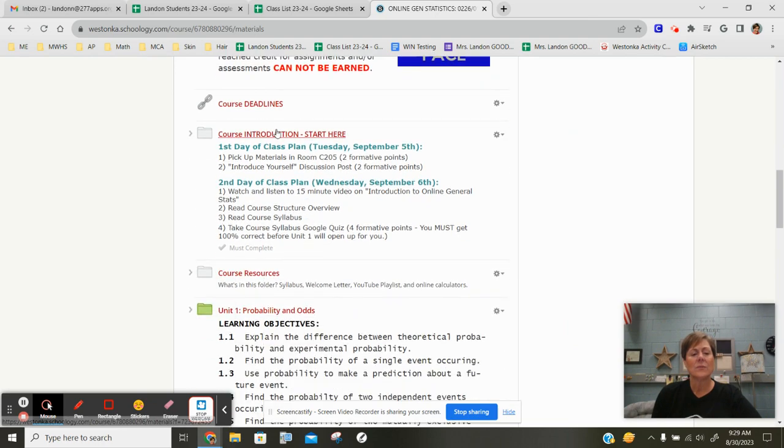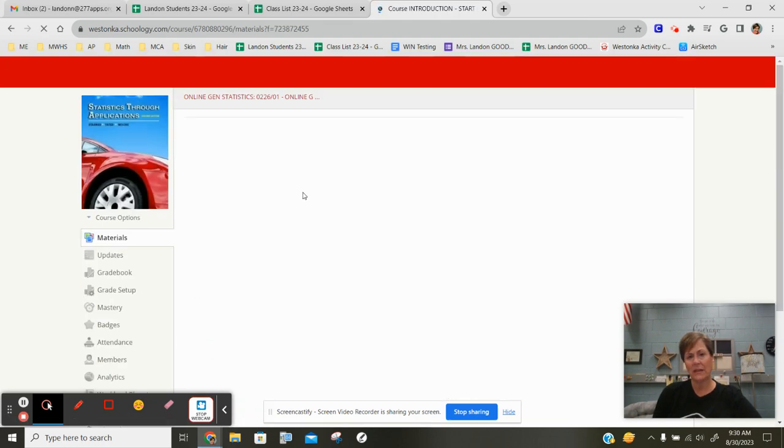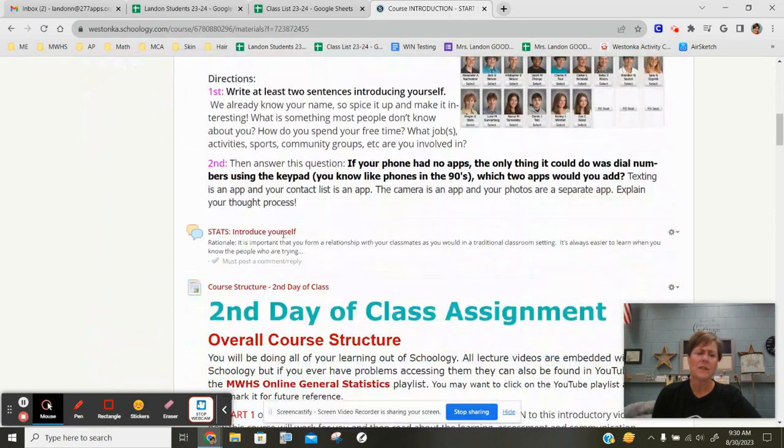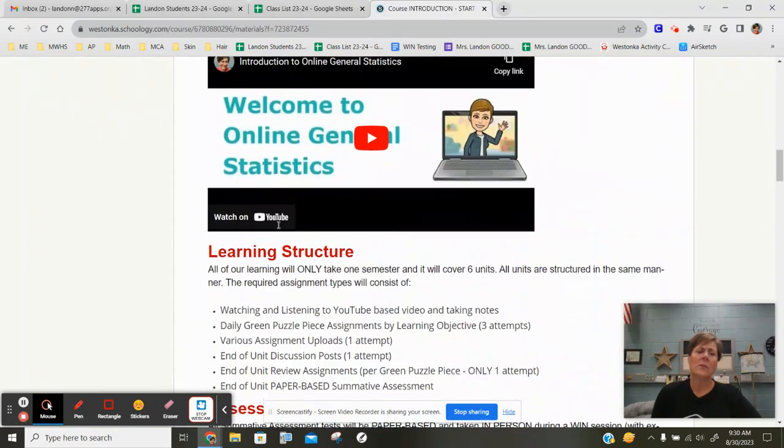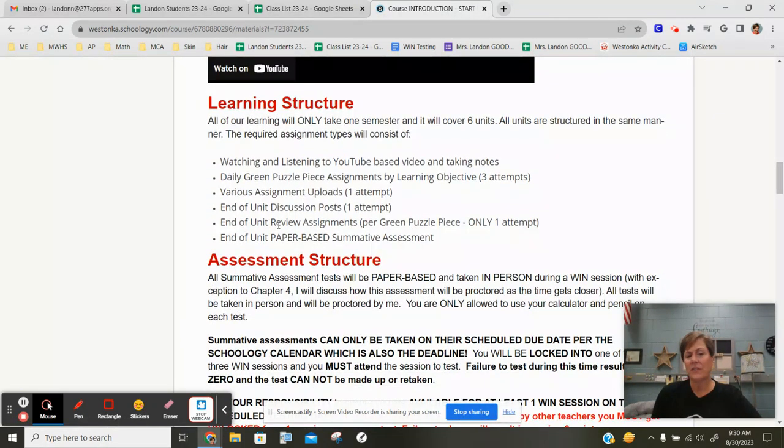Now, if I go into this folder, I want to talk about how this course is really going to operate. If I scroll down here, I really want to talk more about the learning structure and the assessment structure. So the learning structure, again, I already covered. It's going to be 6 chapters, basically 3 chapters one quarter and 3 the next quarter. You're going to be watching and listening to YouTube videos. So this is important: also listen to it. Just don't turn on the video and look at the notes that are being written down. Put in some earbuds, turn the volume up so you can hear it.